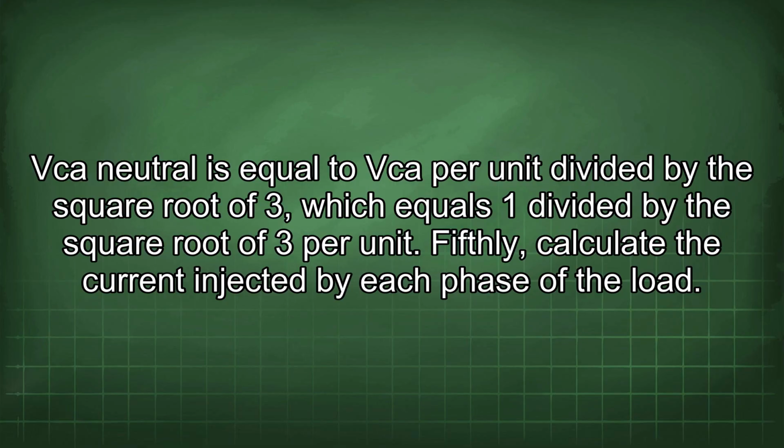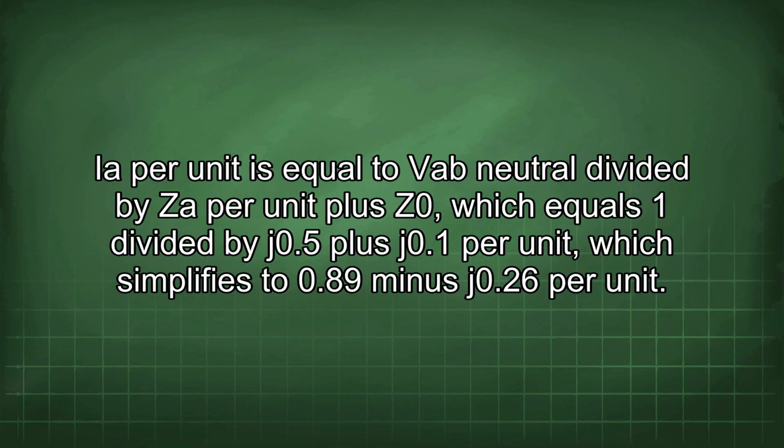Fifthly, calculate the current injected by each phase of the load. IA per unit is equal to VAN divided by ZA per unit plus Z0, which equals 1 divided by j0.5 plus j0.1 per unit, which simplifies to 0.89 minus j0.26 per unit.